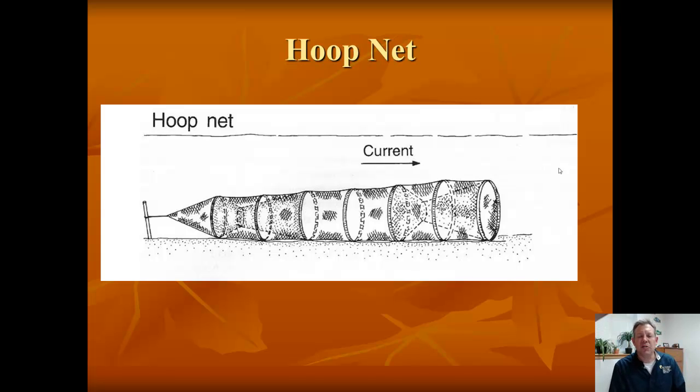A hoop net is just what it sounds like. It's a series of hoops. Again, don't forget that these things have these inverted cones, just called the throat. And this one has two inverted cones in it. And that's the key, is that the fish swims in and swims down the cone, and then it's much less likely to find its way back out.